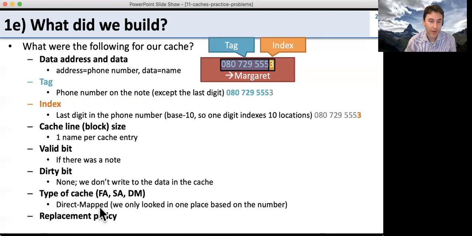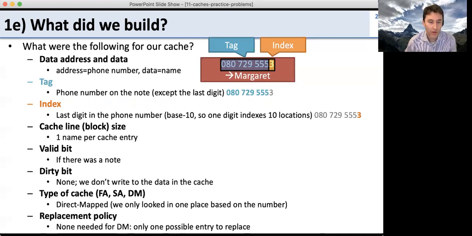What type of cache is this? Well, this is a direct mapped cache. Each number went to one and only one place, so we knew exactly where to look. And what was the replacement policy? Well, because it was direct mapped, there's only one place things can go, so we don't have any choices about what we replace, so we didn't have to worry about the replacement policy.